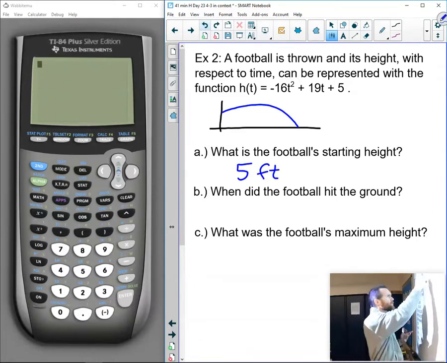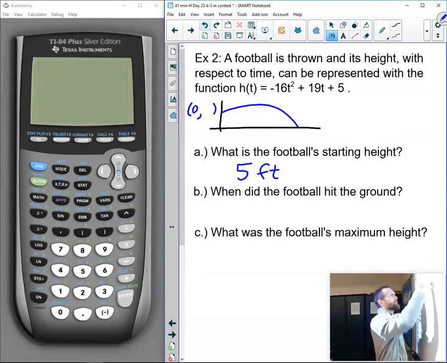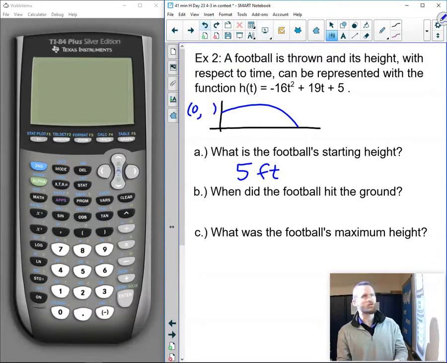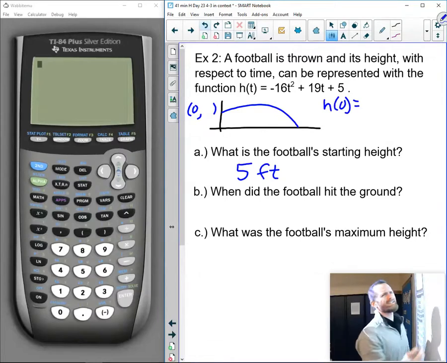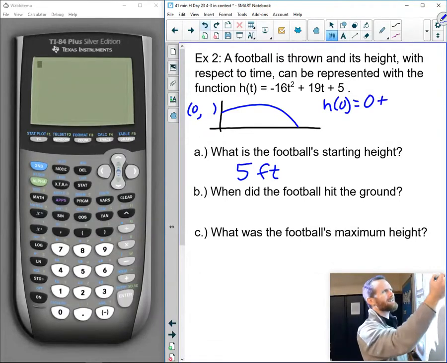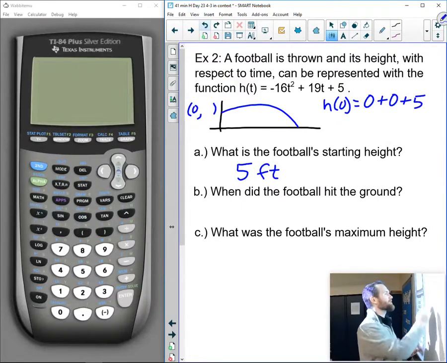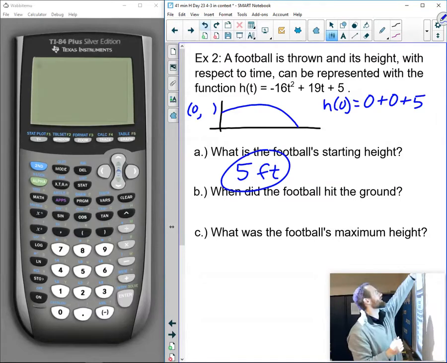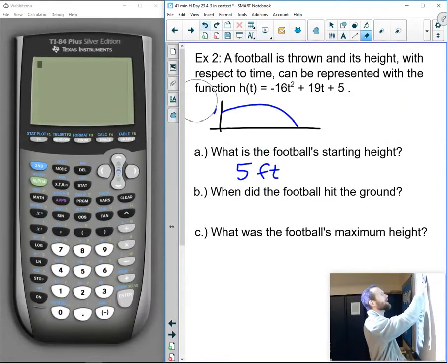Now, if you didn't remember that c is always the y-intercept, there's another really easy way to get to this. This is going to be our starting point, and we know it's going to be 0 something. If the x value is 0, just plug in 0. So that would be h of 0 equals, well, negative 16 times 0 squared, that would just be 0, plus 19 times 0 is 0, plus 5. So you can quickly see that it's just going to be 5. So that's a couple little tricks to get to the y-intercept in case you forget that it's always the c value.